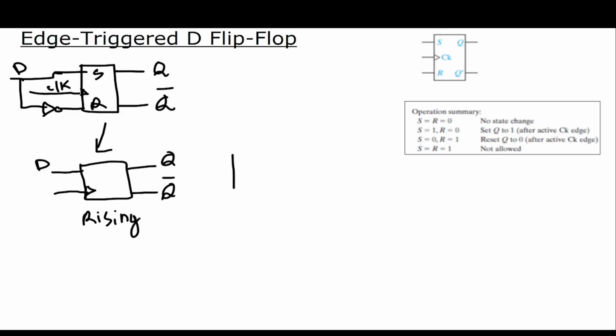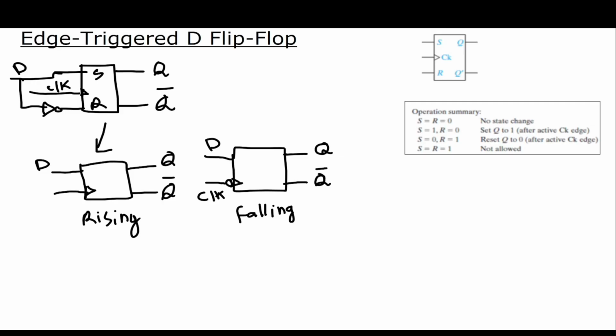And then also we can have here the falling edge. So we have the D input, we have a clock, but we can add a little bubble here and then a triangle inside. So this is our clock. And then we have two outputs, Q and Q bar. So this is the falling edge symbol.